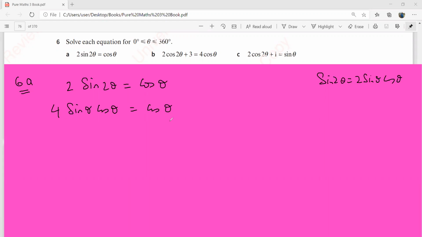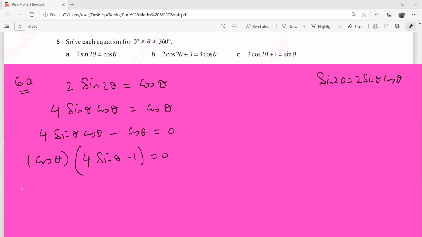What should be our next step? Should we cancel the cos theta with the cos theta? No, never. If you can take that common, you should do that. So this is 4 sine theta cos theta minus cos theta equal to 0. Let's take cos theta common here. It's better to put that into the brackets: 4 sine theta minus 1.